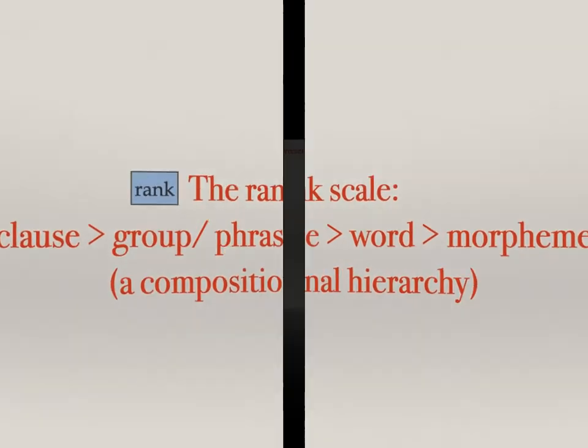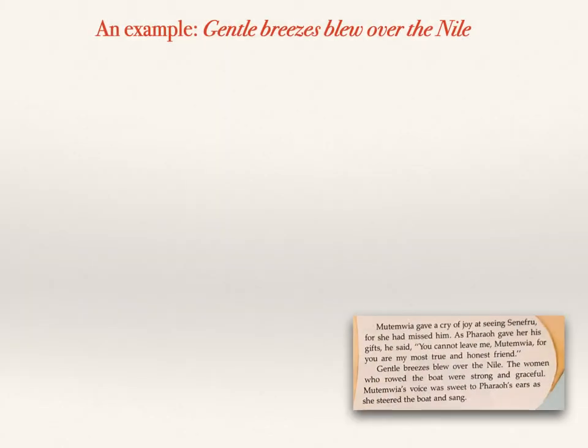Let me give you an initial example of this. Now take the clause, gentle breezes blew over the Nile. This comes from a retelling of a traditional folk tale. So in this little snippet you have here: gentle breezes blew over the Nile. The women who rowed the boat were strong and graceful. Mutemwia's voice was sweet to Pharaoh's ears as she steered the boat and sang. So, gentle breezes blew over the Nile.